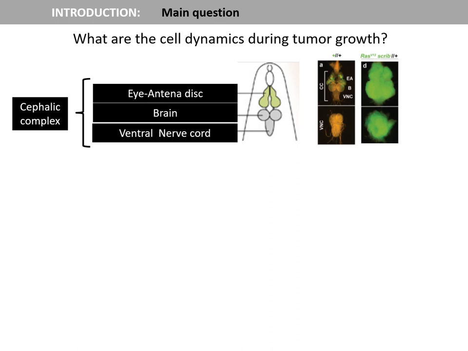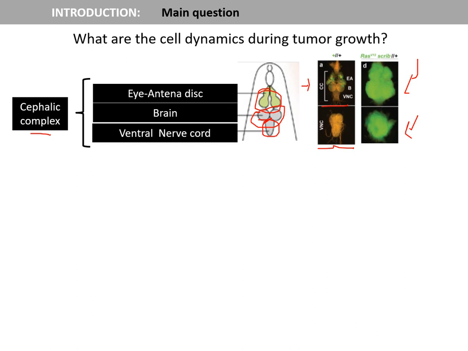So here, what you see is the cephalic complex. Here are the eyes and the antenna in early stages. Here you see the brain, and here you see the ventral nerve cord. Here you see the normal ventral nerve cord, and here is what happened when you create the tumor. You put GFP to label the cells, and you produce this oncogene and tumor suppressor, combine them, and what you see is that the tissue completely loses the normal shape.